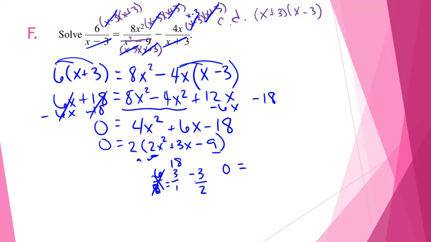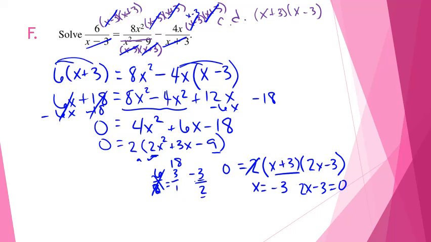Therefore, my answer would look like, the 0 equals 2 is coming from the top, from what I had earlier. And now this will be x plus 3 and 2x minus 3, which again is your Lizzie method. Now what I'm going to do is set each of these things equal to 0. Well, 2 will never be 0. This gives me negative 3. And this one, 2x minus 3 equal to 0. That gives me, if you add 3 and then divide by 2, you get negative 3 halves.